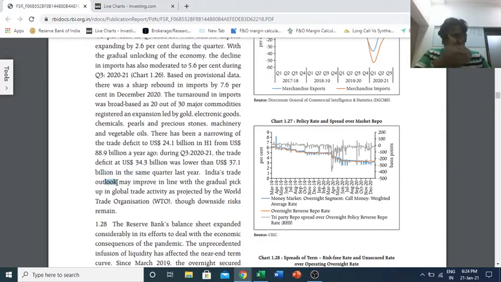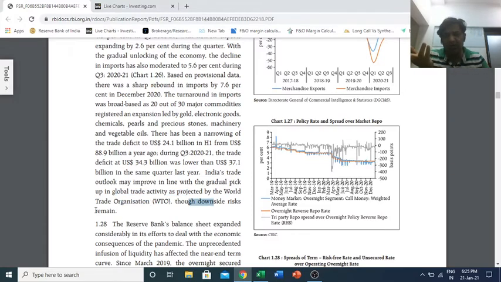So again, the silver lining, there's a reason why our Sensex and Nifty are at a record high today. Sensex made 50,000. They may be overvalued, but that enthusiasm is stemming from some fundamentally strong things that are happening. What RBI says, read this last line: India's trade outlook may improve in line with a gradual pickup in global trade activity as projected by WTO.